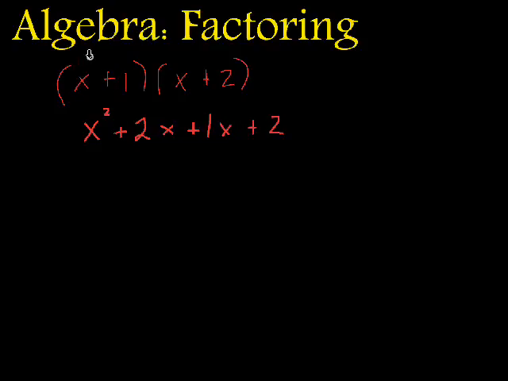So you can see that this is, let's change color here. First is here, and first is here. Outer is here. Outer is here. Inner is here. Inner, and last is here. So that they coordinate to be FOIL.